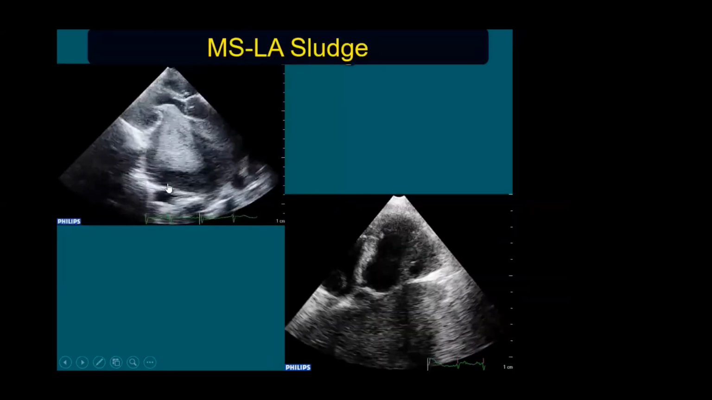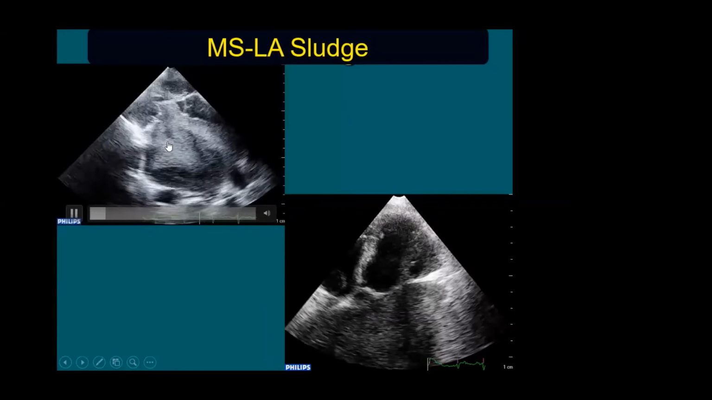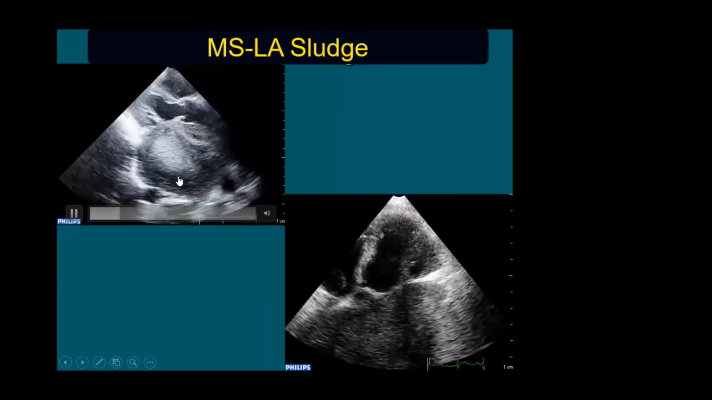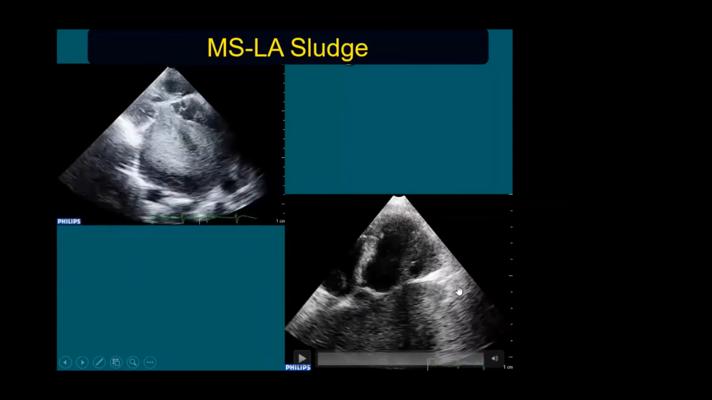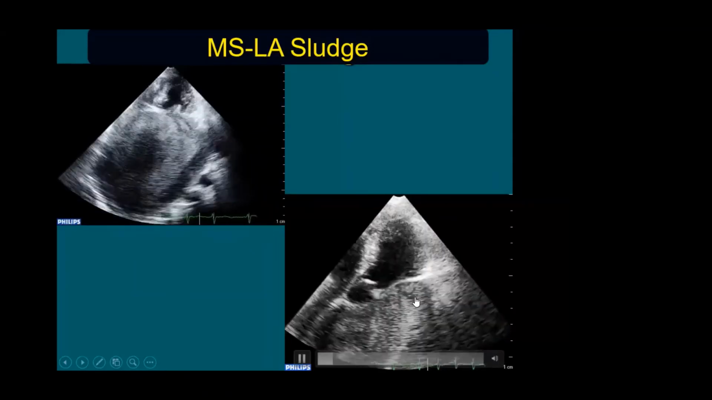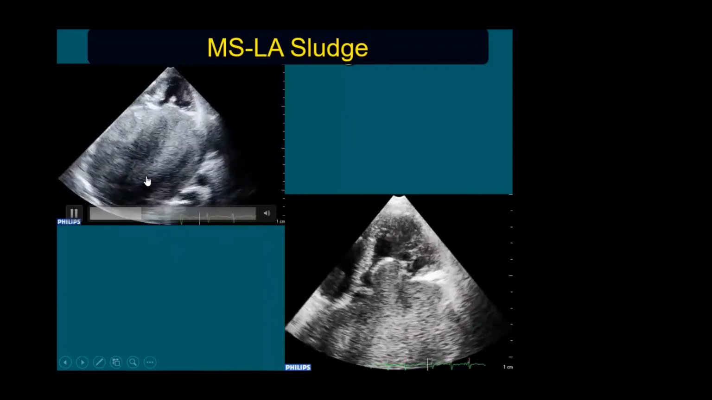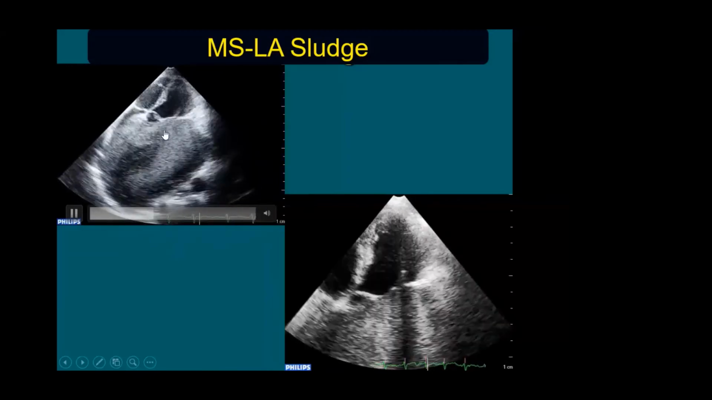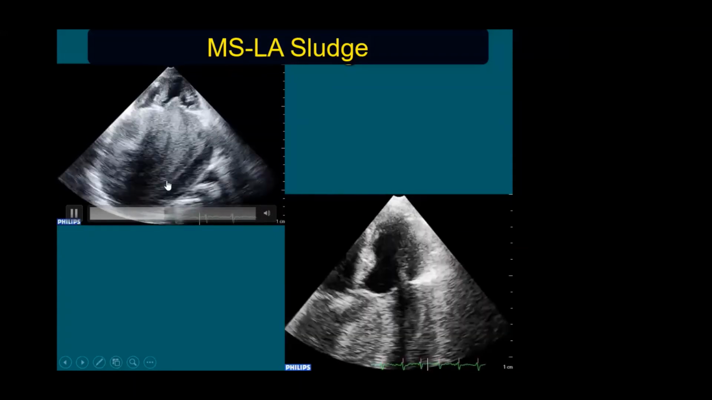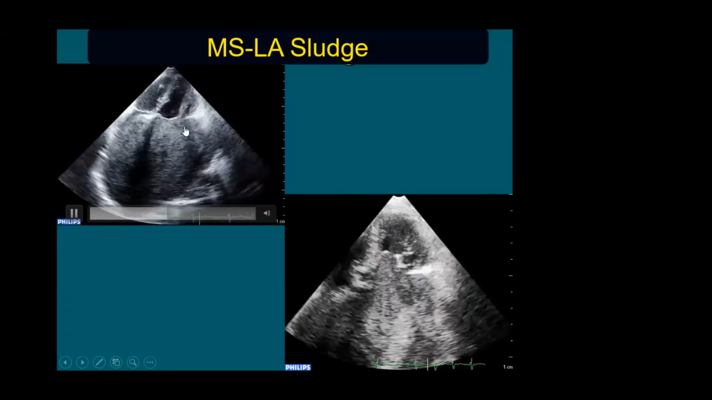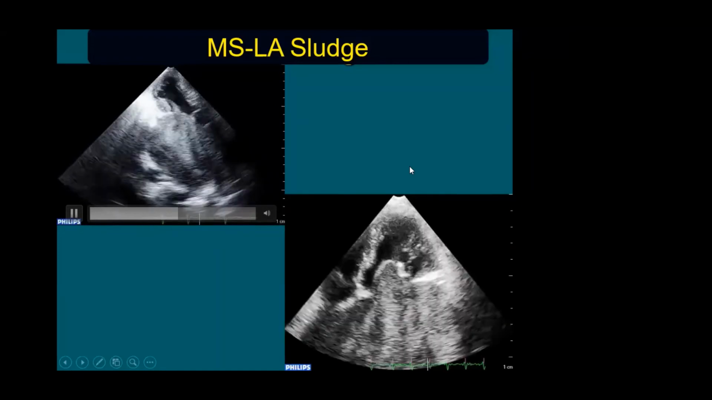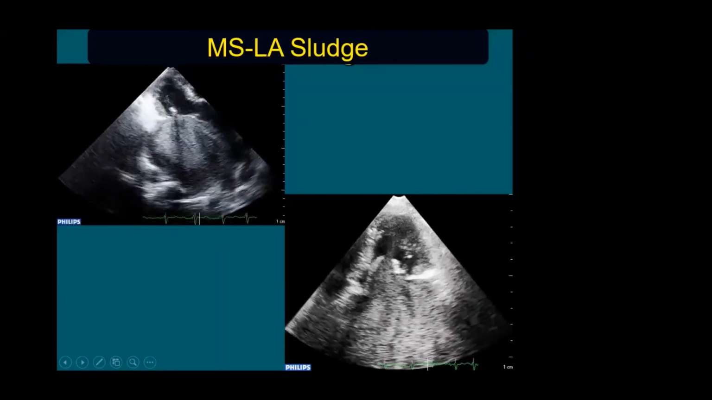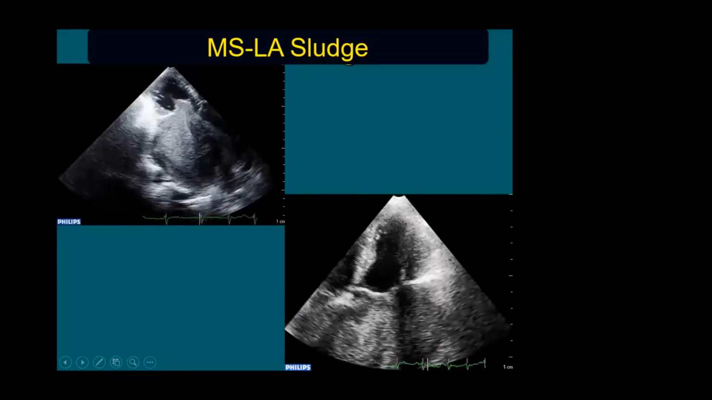This is a patient with mitral stenosis in whom there are dense echoes present inside the mitral valve. This is actually a little more than the spontaneous echo contrast which we see in patients with rheumatic mitral valve disease. This is almost a sludge. Whenever you see spontaneous echo contrast or sludge-like echoes inside the left atrium, you have to carefully search for left atrial thrombus. Maybe you have to do, in addition, a transesophageal echocardiogram to exclude any thrombus inside the left atrium.